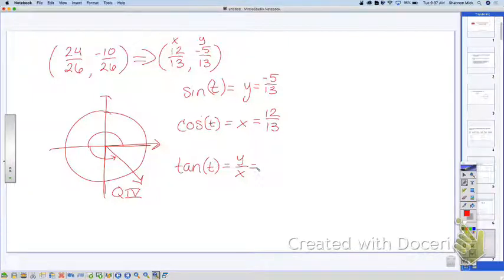So, negative 5 over 13, right, over 12 over 13. Now I know these 13s are going to reduce, yes? Yep. So my answer is going to be negative 5 twelfths. See how I still showed it and then reduced it? Okay? I'm still showing the math. How did they reduce? Because I multiplied by the what? Reciprocal.